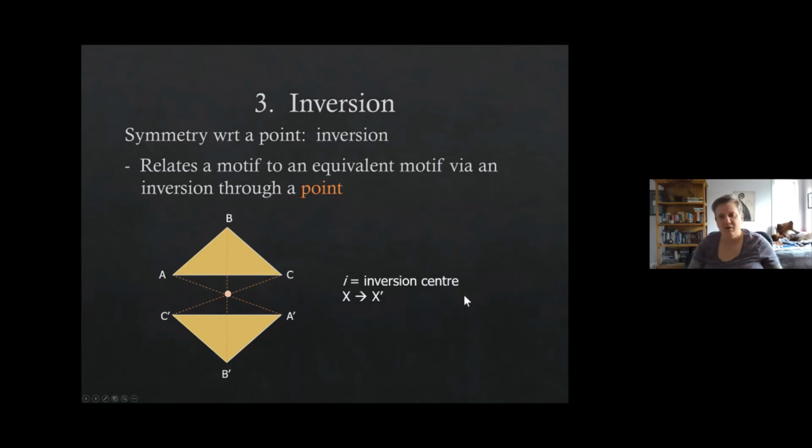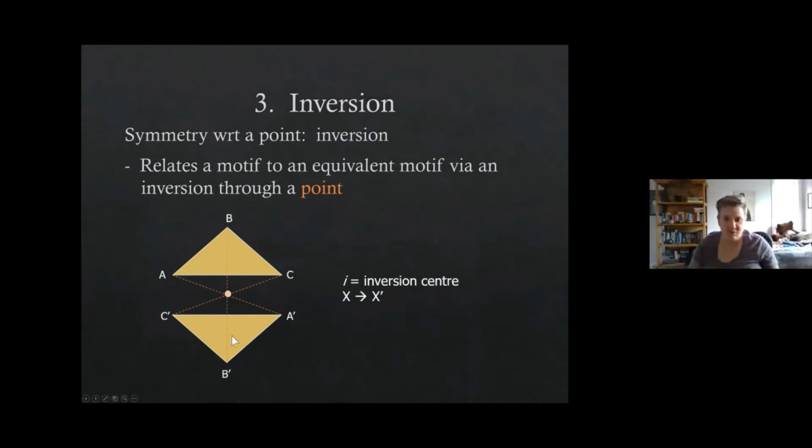And as I said, the difference between an inversion and a mirror plane: if you put a mirror plane in here, and you didn't have the points labeled, the top and the bottom triangles would look the same. But because it's an inversion, instead, this would be A prime if it was a mirror plane. Instead it's C prime. So these points are different.